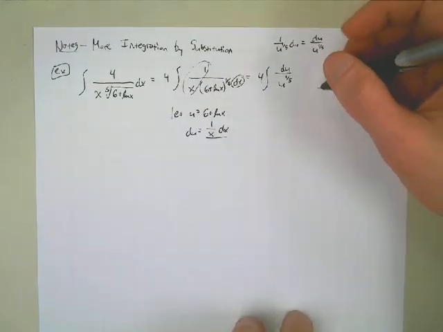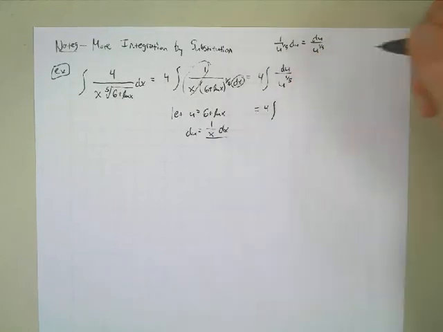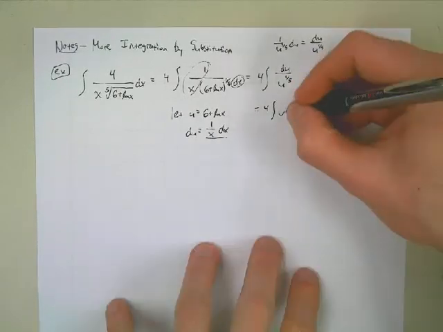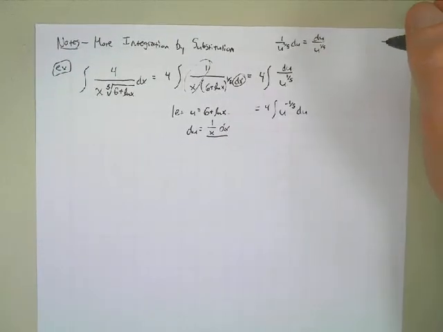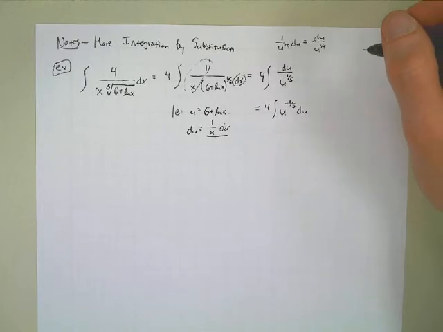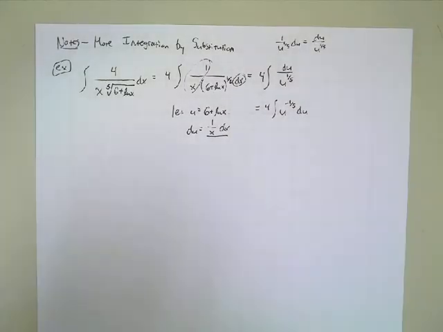We still can't quite integrate this as it's currently written. How do I need to further rewrite this? I would write it as a negative exponent. Yes, u to the negative 1/5 du, like so. Now we are ready to integrate that. Emma, what's the integral of u to the negative 1/5? It's tricky because it's with fractions.